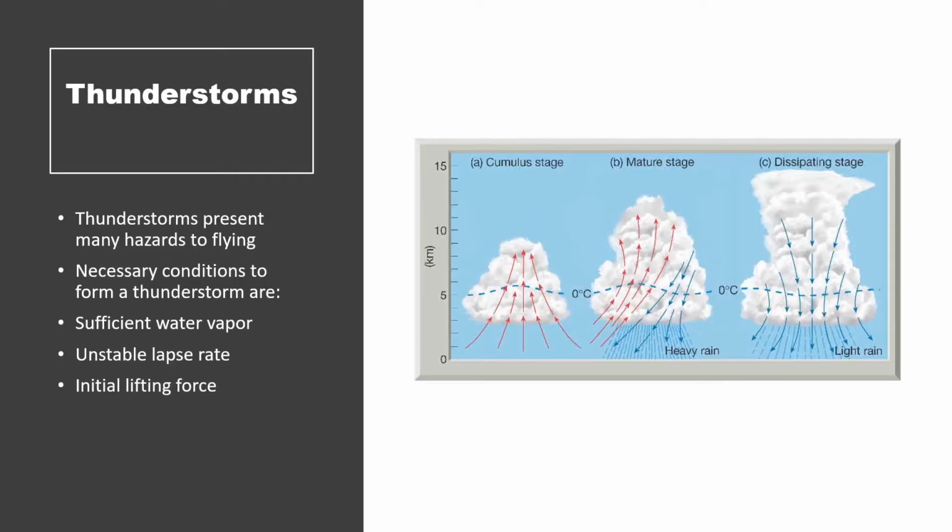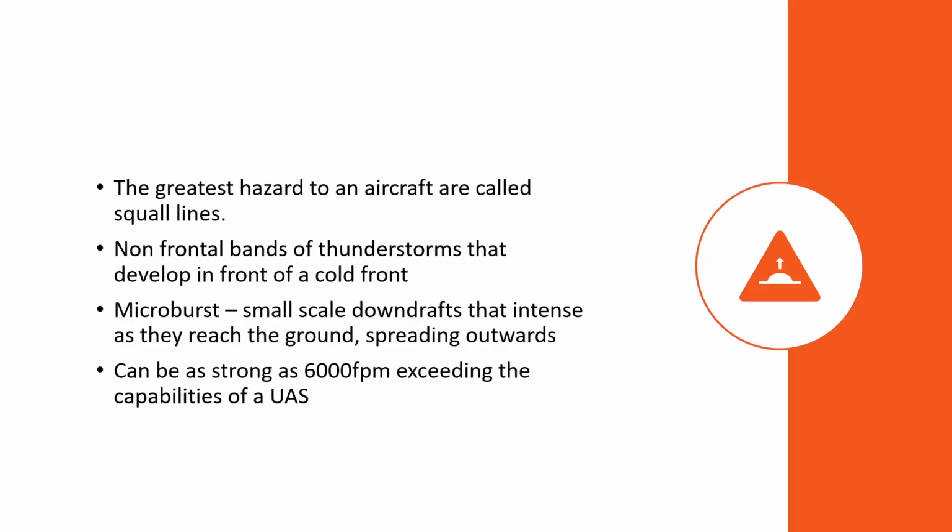Thunderstorms present many hazards while flying. They can produce sufficient water vapor, unstable lapse rate, and an initial lifting force. All of those are bad for flying a drone. The greatest hazard to an aircraft is called squall lines. They're non-frontal, narrow bands of thunderstorms that often develop ahead of a cold front.